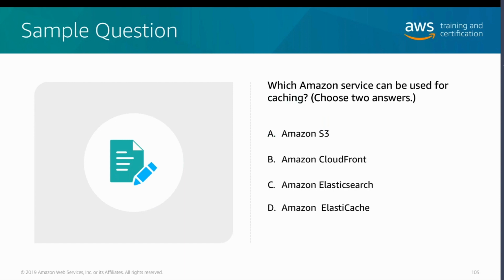Which Amazon service could be used for caching? And you have to pick 2 answers here in this case. So we're talking about caching services. Well, we just mentioned one, which was CloudFront. So that's one of them that we can do. And another caching service that we talked about a little bit earlier was Elasticache. So I can rule out S3, I can rule out Elasticsearch. Those 2 are good answers for which service can be used for caching. Okay.